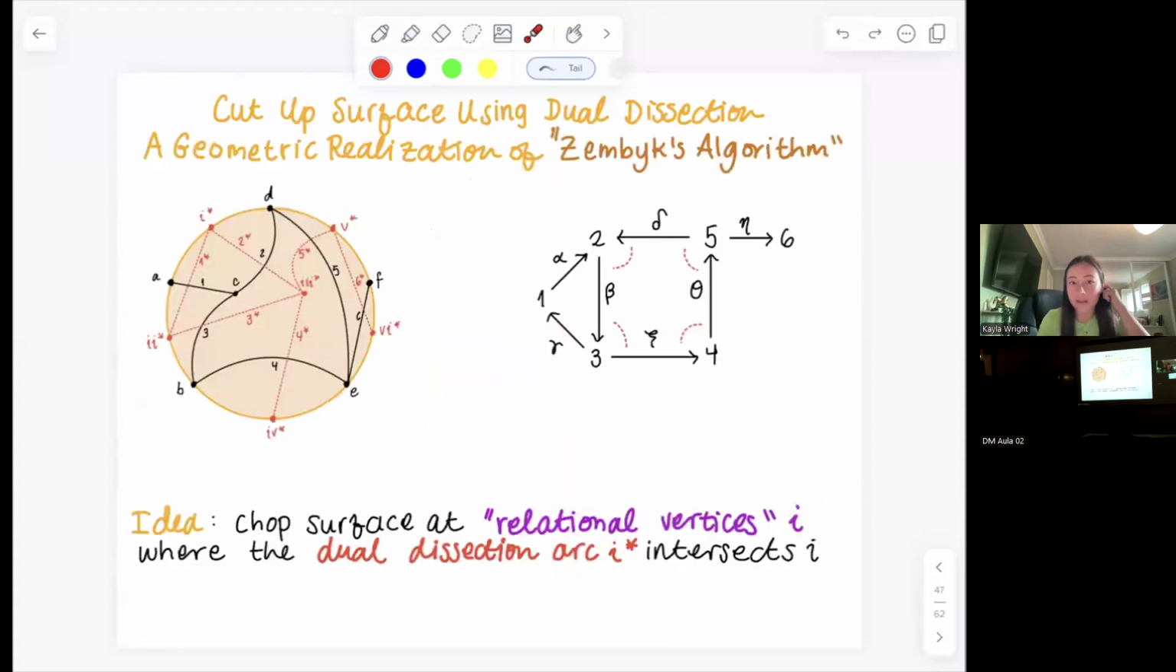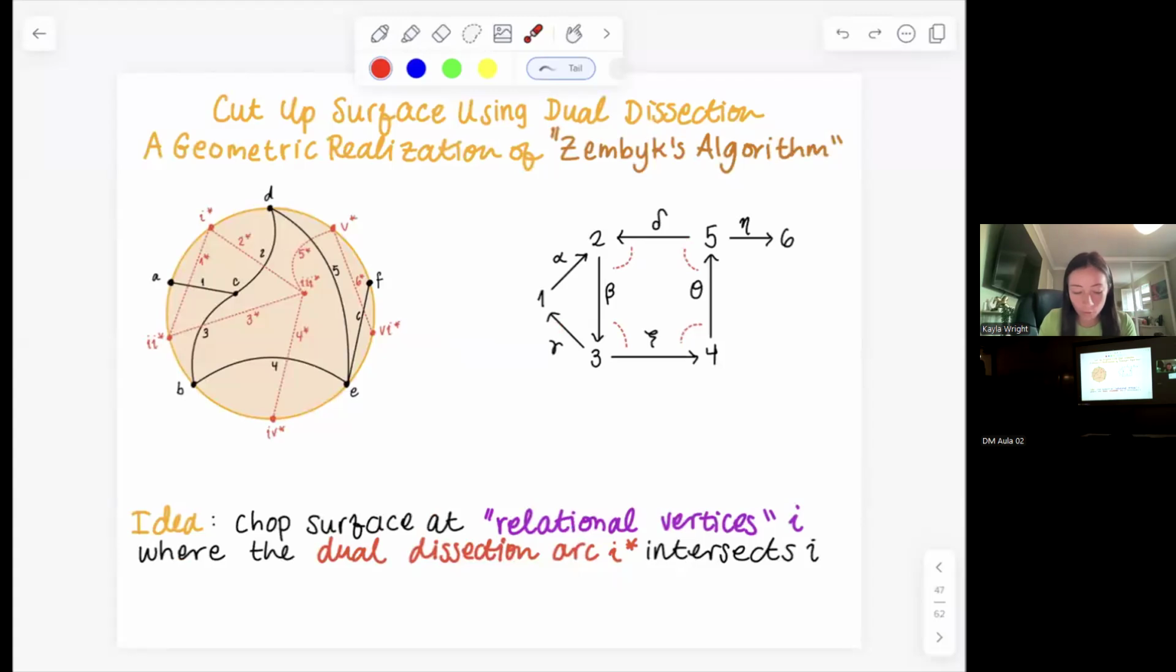Okay, so the idea is we want to use the arcs in red to cut up our surface. And what we realized is this is some sort of geometric realization of an algebraic result by Zembyk. So we call this Zembyk's algorithm since it was inspired by this algebraic result. But the idea when we're chopping up the surface is to try to look at vertices that have a relation going through them. And then we want to cut the surface at that particular arc if the vertex that it corresponded to had a relation.